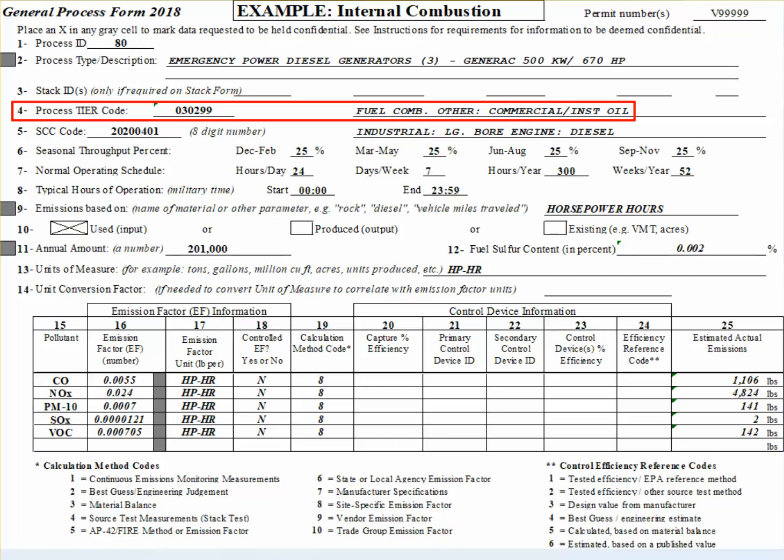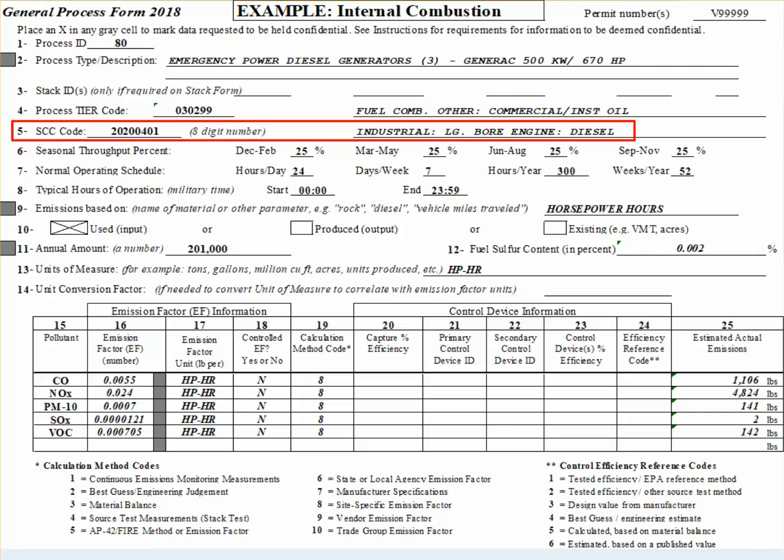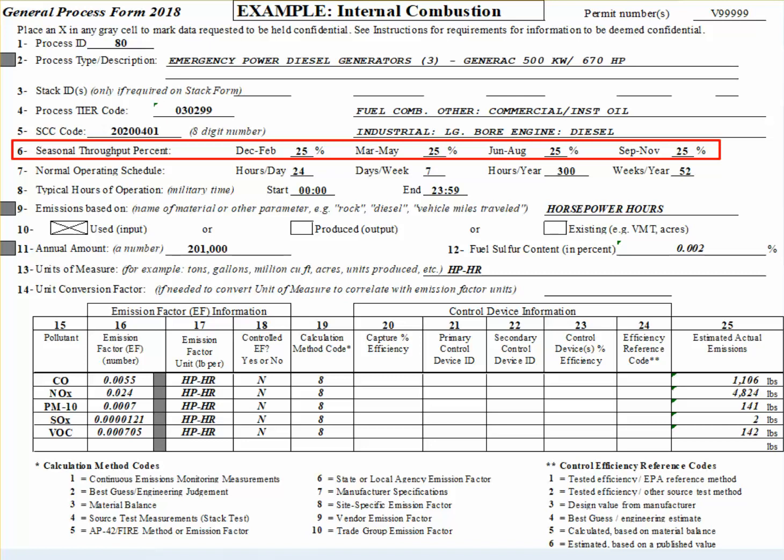The process tier code is an EPA code that gives a general description of the process. The tier code can be found at the internet links at the bottom of this YouTube video webpage. The SCC code is an 8-digit number that is another EPA code number that is much more specific to the process. Tables for this SCC code can be found on our webpage under Help Sheets. Seasonal throughput percent represents the percentage of time in each season that the process operates. The total for all 4 seasons must add up to 100%.